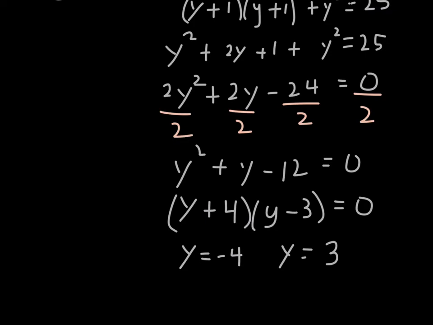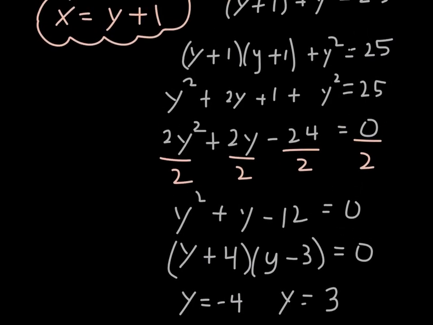So I need you to pay close attention here. You have two options for y. That tells me right away that the line and the circle are intersecting each other twice. Okay? Now, do you remember earlier?